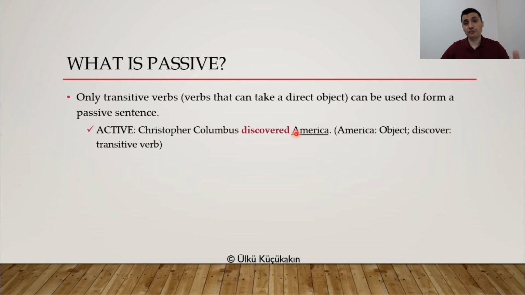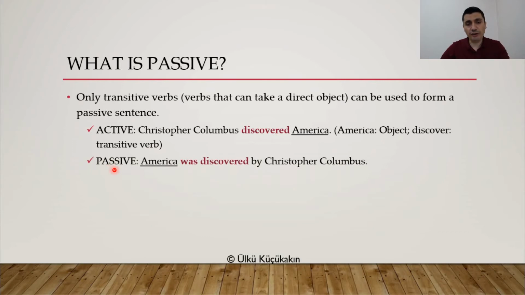Christopher Columbus discovered America. Now, America is the direct object, okay? So, discover is a transitive verb. It can take an object, okay? So with discover, you can form a passive sentence. So the passive form is America was discovered by Christopher Columbus. So here, America is more important than Christopher Columbus. So we have America as the subject.